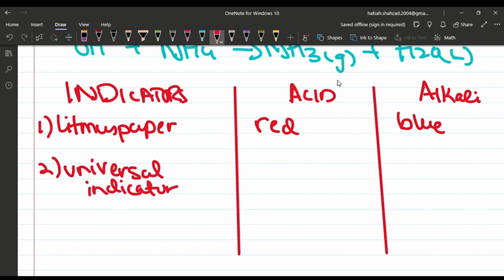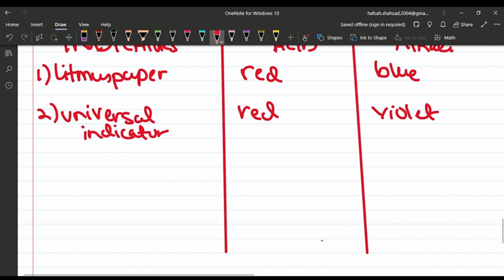Okay, now normally if it's a strong acid, universal indicator would give a red color, and if it's a strong alkali, then it would give a violet color. Even though it's sort of just labels, I'm going to tell you that universal indicator gives a green color in neutral solutions. You don't have to remember it, but just for your general knowledge, I'm throwing it out there.